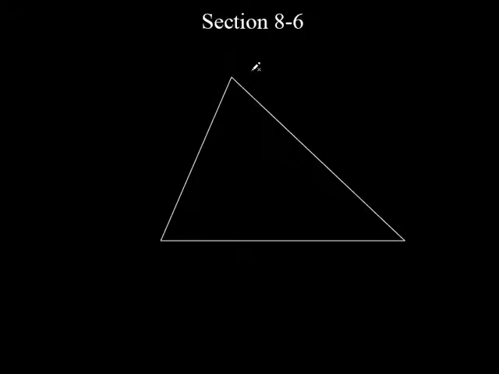Okay, section 8.6. This is not a right triangle. It seems like this whole entire chapter we've been talking about right triangles, haven't we? Well, here's a triangle that's not a right triangle. Do you remember what the guy on the video yesterday called it? Oblique, right. He called it an oblique triangle.